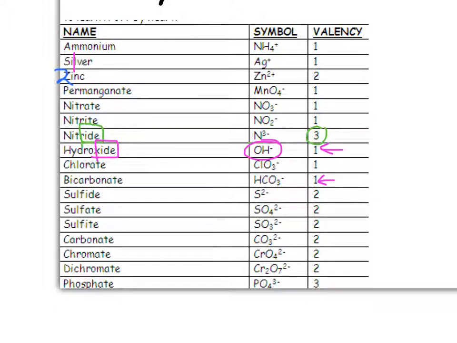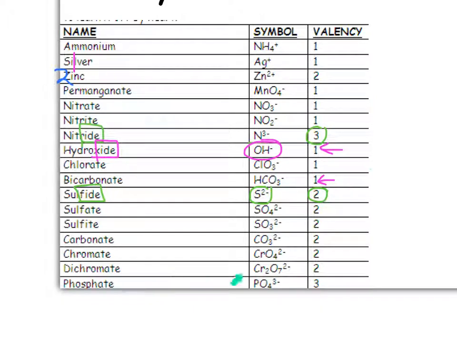Sulfide comes straight off the periodic table again. It has the "ide" suffix, and it's just sulfur with 2 arms because it's in group 6. That means that there are 8 minus 6 arms. Sulfate, SO4 2 minus. Sulfite, SO3 2 minus. Carbonate, CO3 2 minus. Chromate, CrO4 2 minus. Dichromate is a tricky one. It's long and complicated, but it's going to be given to you, so don't worry. It's Cr2O7 2 minus. Don't forget lowercase r, uppercase O. And then phosphate is PO4 3 minus.